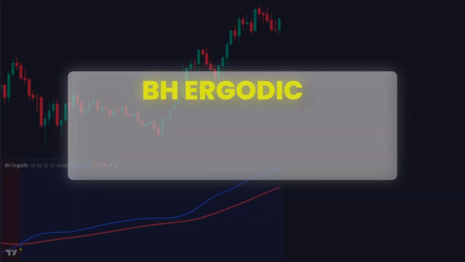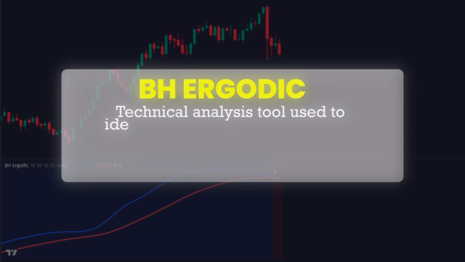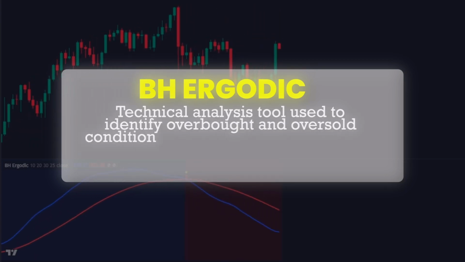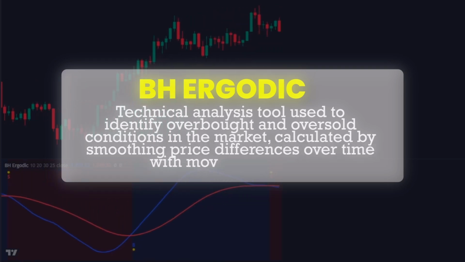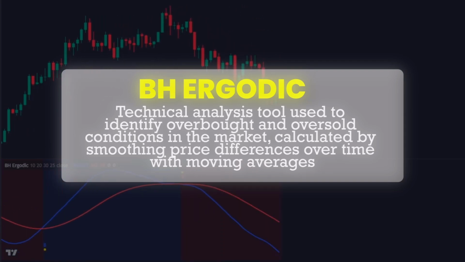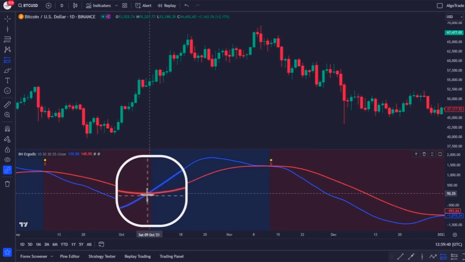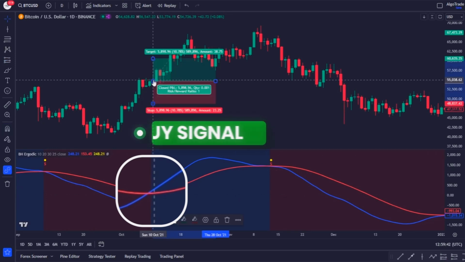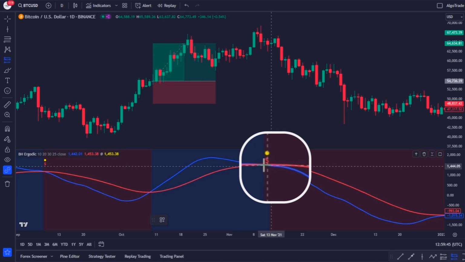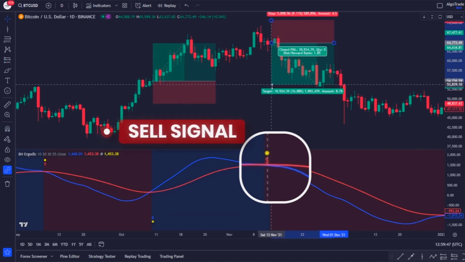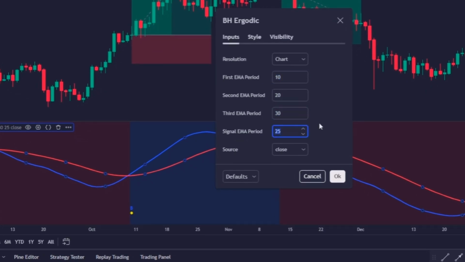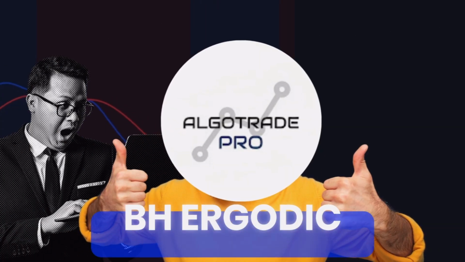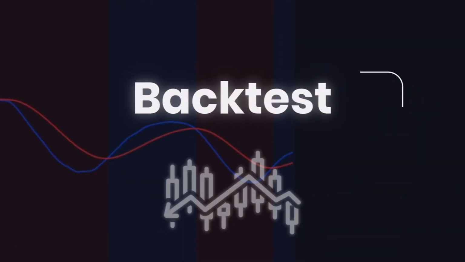By definition, the BH Ergodic is a technical analysis tool used to identify overbought and oversold conditions in the market, calculated by smoothing price differences over time with moving averages. When this blue line crosses above the red one, it's a buy signal, and when it crosses below, it's a sell signal. By default, it uses these settings 10, 20, 30 and 25, which are the ones I will use to test this indicator. Now that we understand how the indicator works, let's move on to the backtest.